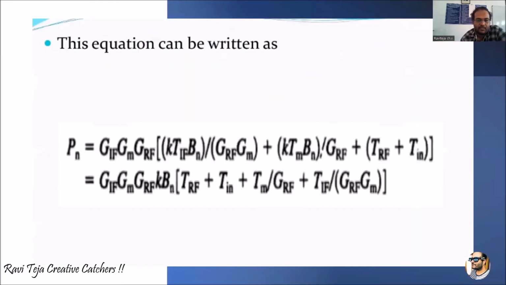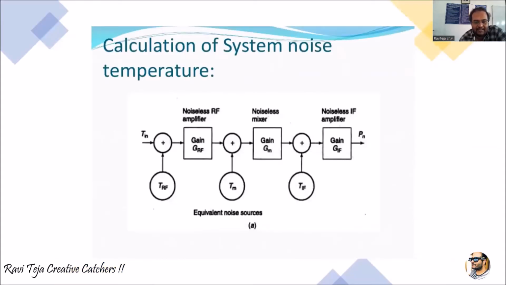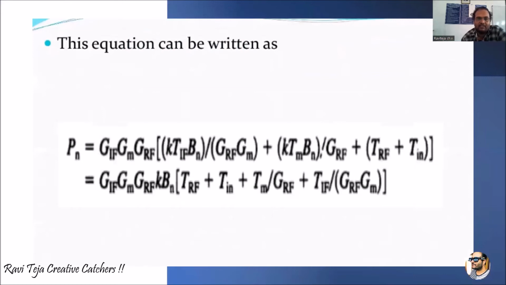On the whole, based on the noise power Pn, K and Tn with the noise bandwidth B, and considering TIN, TRF, GRF, GM, TM, TIF, GIF, all these parameters, we write one equation. Pn = GIF GM GRF [K TIF BN / (GRF GM) + K TM BN / GRF + K TRF BN + K TIN BN]. We have already seen all these parameters: temperature and gain with respect to radio frequency, mixer, and intermediate frequency.